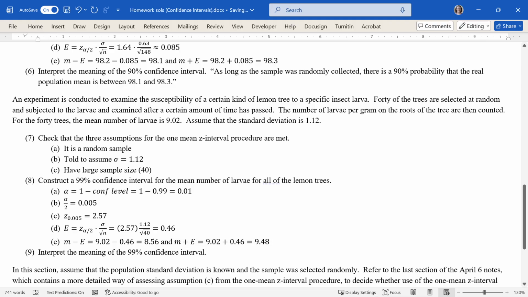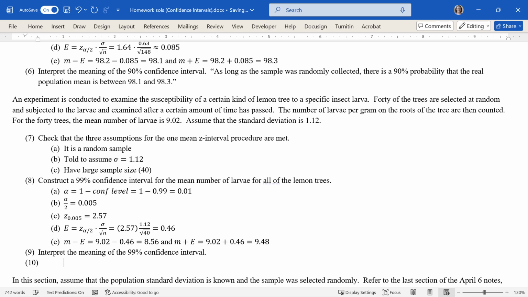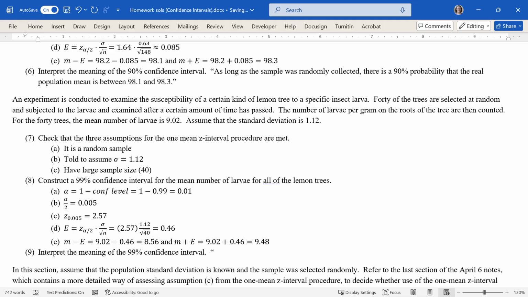And now I'm going to interpret it. Did I have any caveats up here? No, these were all checked off, aside from this assumption, but I assume whoever's writing a paper about this information is going to mention why they made that assumption. Okay, so my interpretation then is we can have 99% confidence that the population mean is between 8.56 and 9.48. Okay, that is my interpretation.